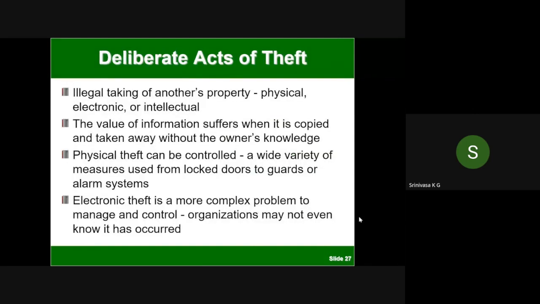So, illegal taking of another's property is a deliberate act of theft. That is the illegal taking of another's property, physical, electronic, or intellectual. The value of information suffers when it is copied and taken away without the owner's knowledge. Physical theft can be controlled, with a wide variety of measures such as locked doors, whereas electronic theft is a more complex problem to manage and control.